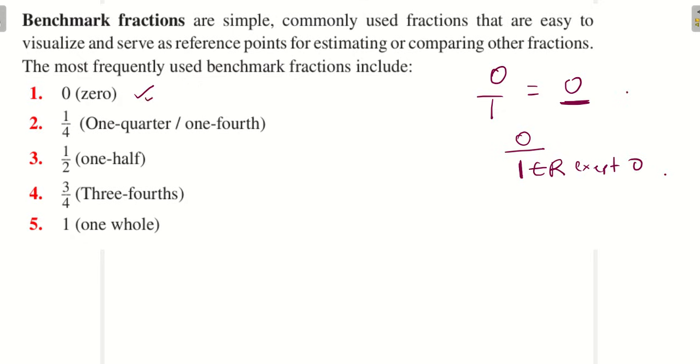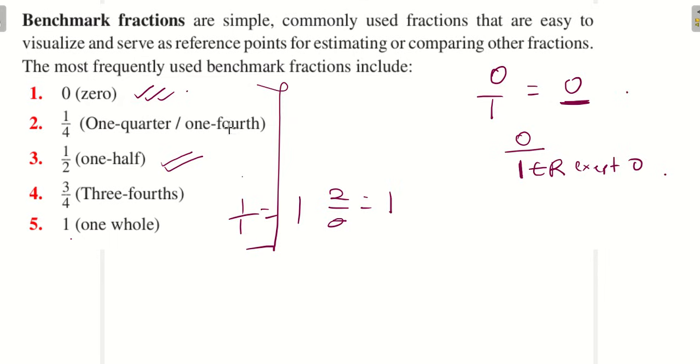Therefore, 0 is also a common fraction always used. 1 over 4 is a common fraction. Normally, we talk about a quarter, 1 quarter, 1 over 4. Then 1 half is commonly used. 3 quarters, 3 fourths is used. And 1 is also a fraction, which is a whole fraction. That is 1 out of 1 is 1. 2 out of 2 is 1. So these are common fractions that we normally use in our daily activities.